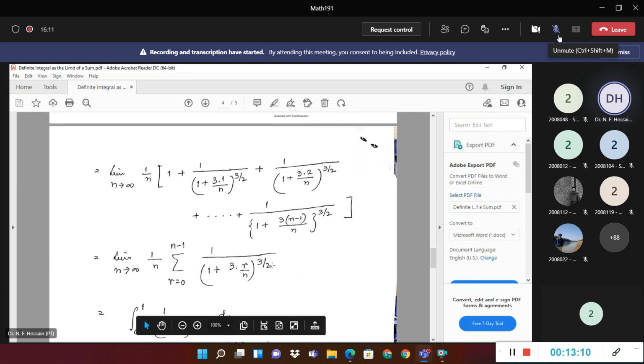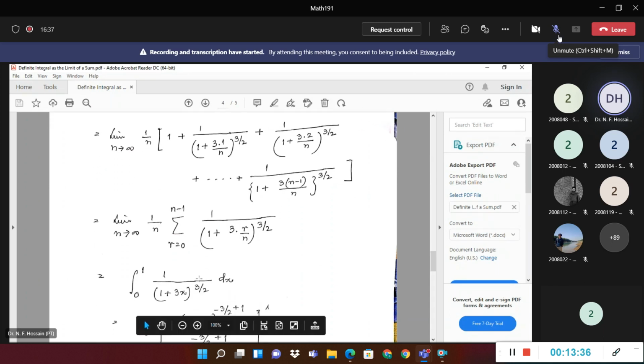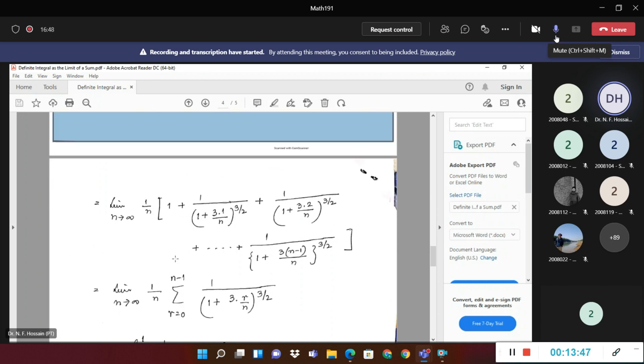So when we put it in summation sign, it should be r equal to 0 to n minus 1. Because when you put r equal to 0 here, it is 1 plus 3r by n. If you put r equal to 0 here, you are getting the first term 1. So here r starts from 0. And when you put r equal to 1, this is the second term, r equal to 2, the third term, and so on. Now it goes to the definition of the definite integral. It should be integral 0 to 1, f of r by n. What was the definition?